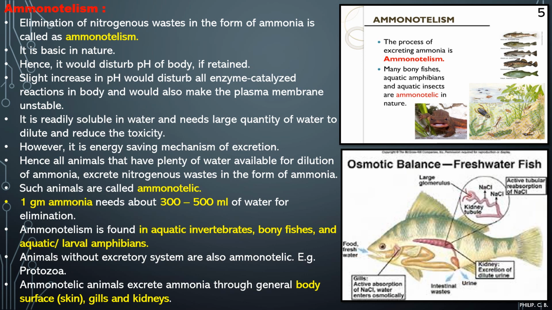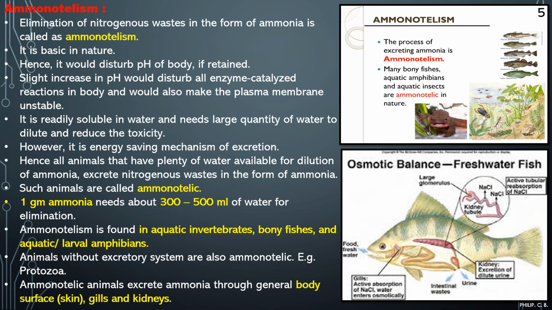Hence, all animals that have plenty of water available for dilution of ammonia excrete nitrogenous waste in the form of ammonia. Such animals are called ammonotelic. So the first point we learned, ammonotelism, is the process of elimination, and the animals which excrete it are called ammonotelic. Further, 1 gram of ammonia needs 300 to 500 ml, almost half a liter of water, for elimination, just 1 gram. That's why these species are more present in water.